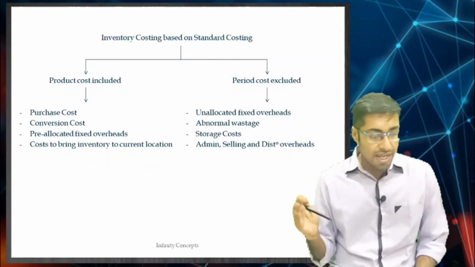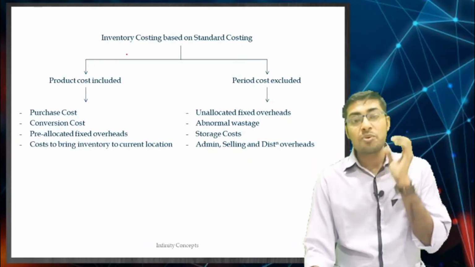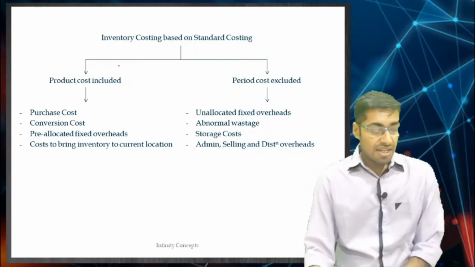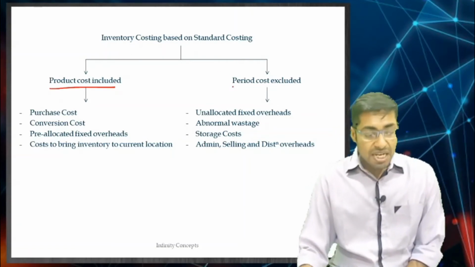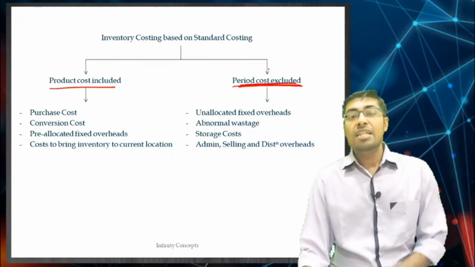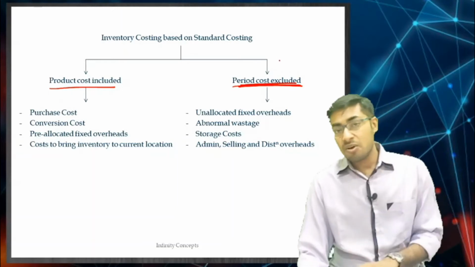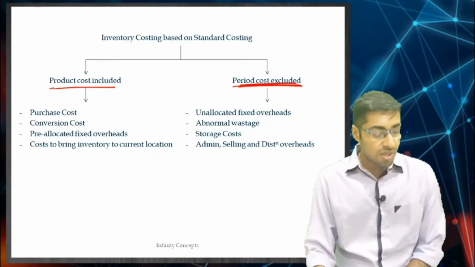Now, we will go ahead and we will say inventory costing based on standard costing. We are moving into a little bit more detail. Now, all the product cost needs to be included, but period costs are always going to be excluded, okay. The unallocated portion of the period cost will definitely get excluded. All the product cost is going to be included.